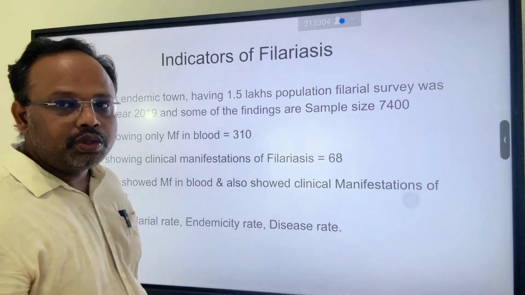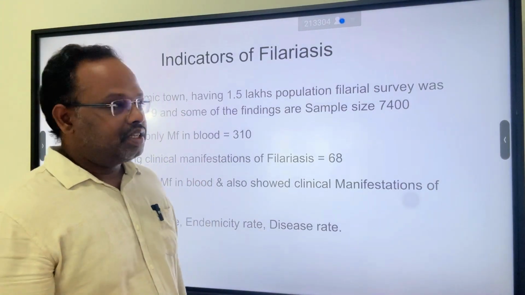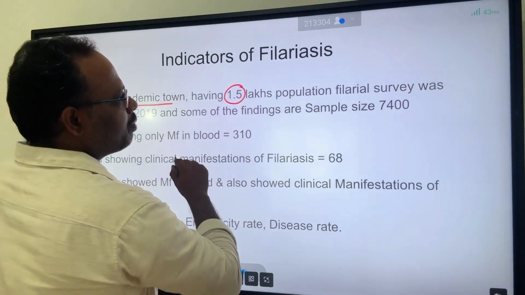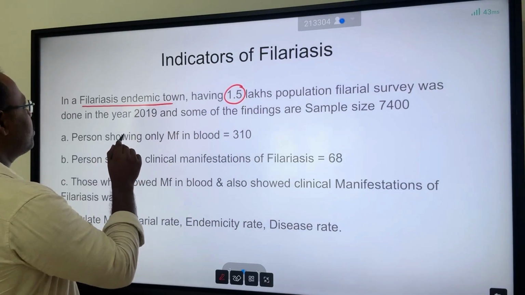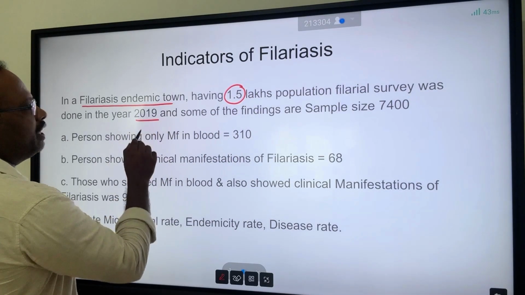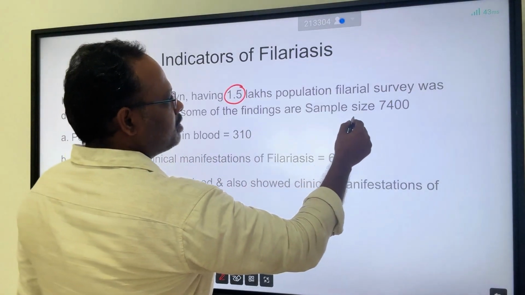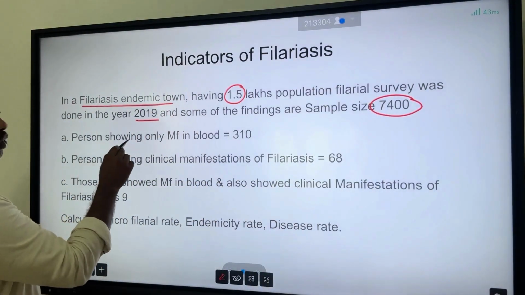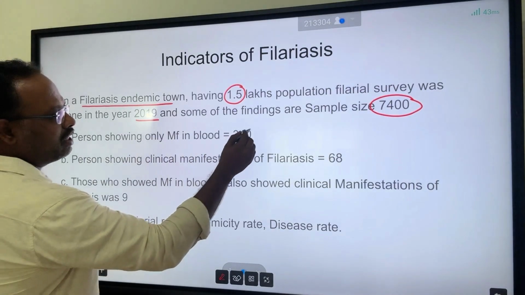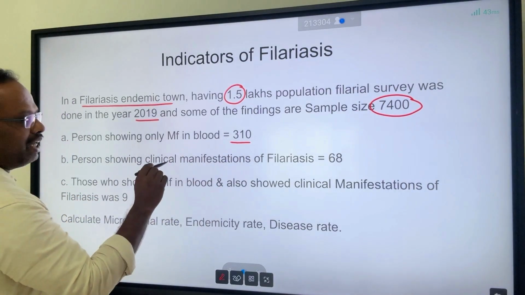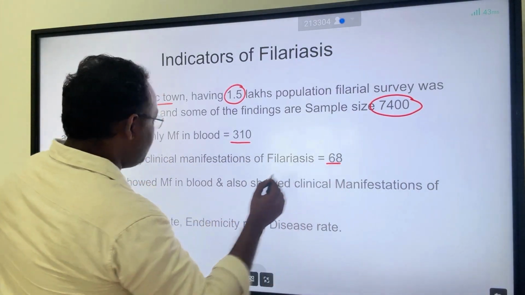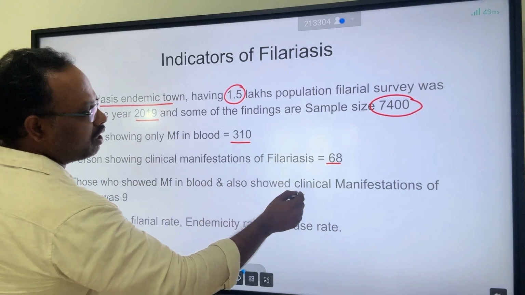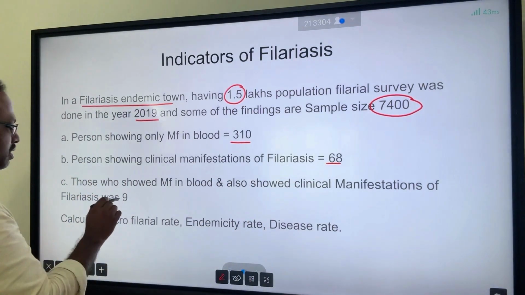Now we move on to the problem related to the filariasis indicators. An endemic town with a 1.5 lakh population was surveyed for filaria in the year 2019, and some of the findings of the sample size of 7,400 are given below. The persons showing only microfilaria in blood are 310. The persons showing clinical manifestation are 68. Those who showed microfilaria in the blood and also showed clinical manifestations of filariasis were 9.